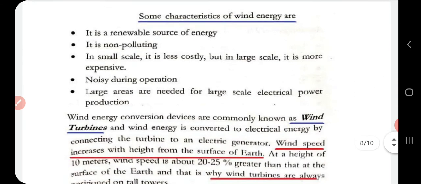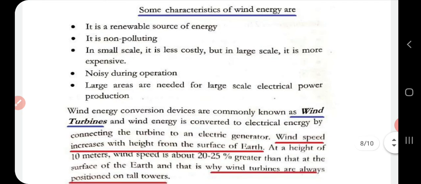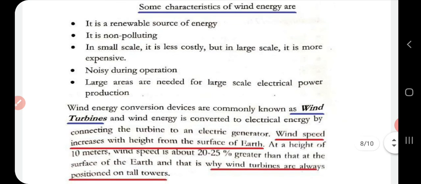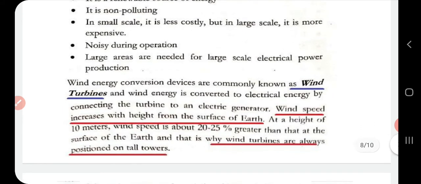These are some of the characteristics. It's a renewable source of energy. It's non-polluting. On a small scale it is less costly, but on a large scale it is more expensive. Then it is noisy during operation. Large areas are needed for large scale electrical power production. That is, you can see windmills installed in very large places. So a large area is required for the installation of windmills, and hence for the production of power from wind.